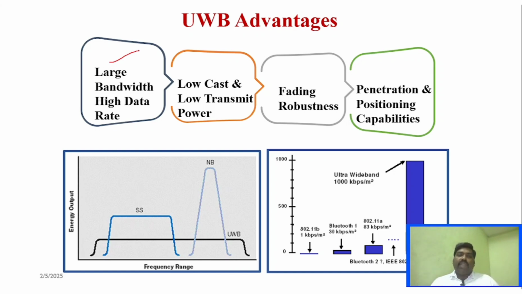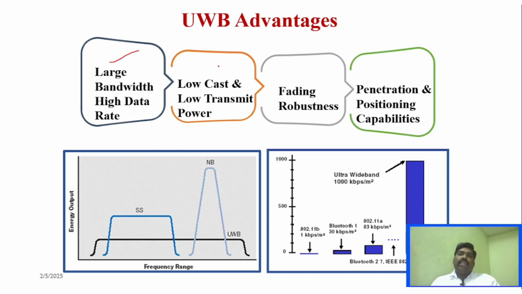Because of large bandwidth, we can send a huge amount of data, and the data rate will also be very high. And you can see it is low cost and low transmit power. Whenever it comes to short range communication, low power plays a very vital role in wireless communication. Power is very important, right? Any gadgets which are going to be designed, any gadgets which we have, power is very important. How far it can withstand power.